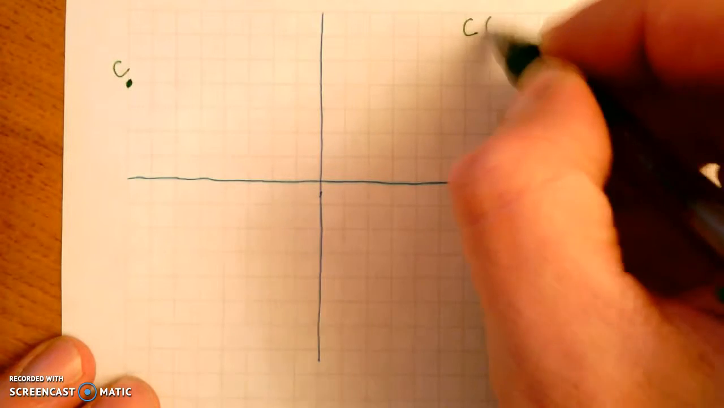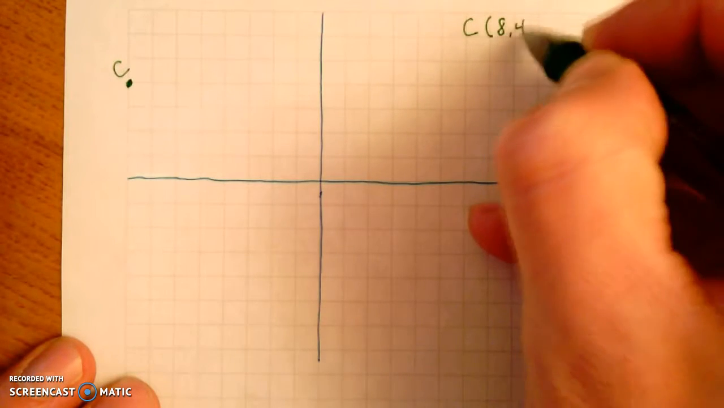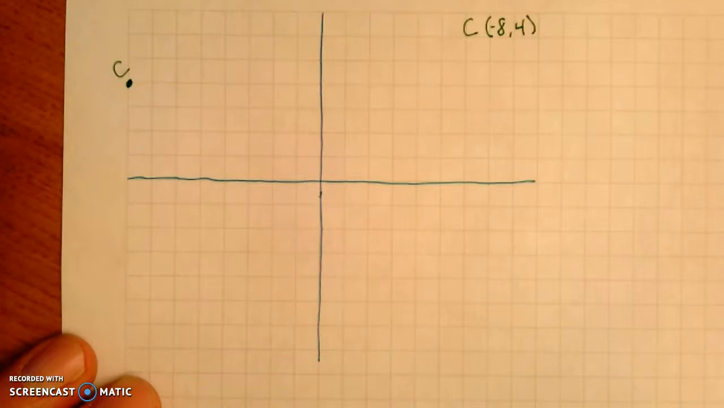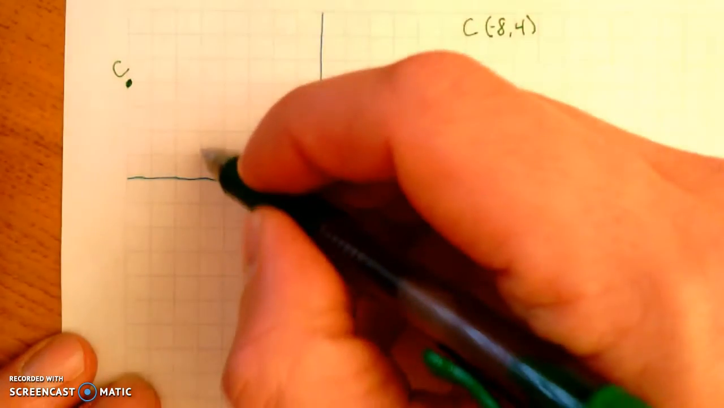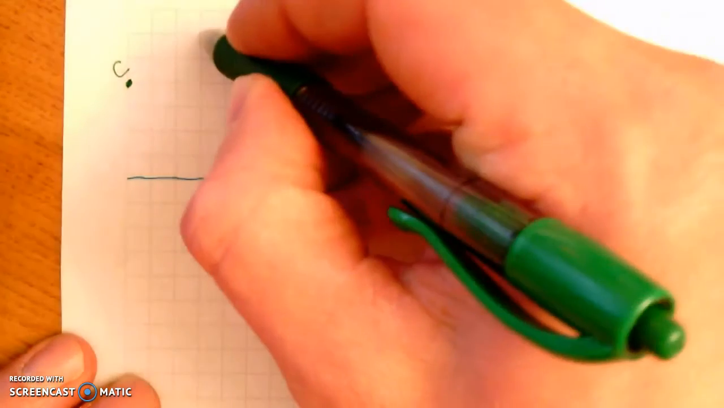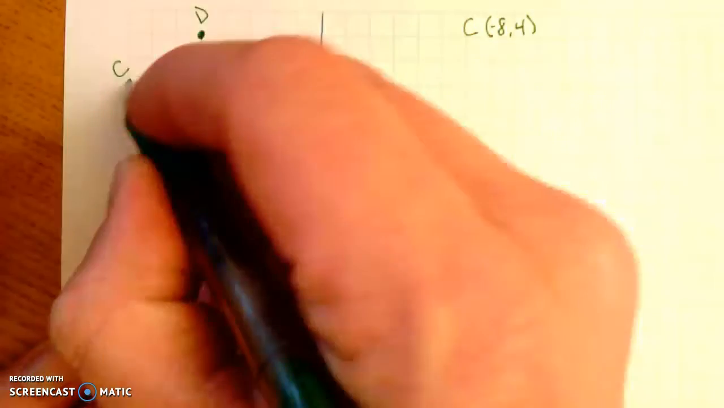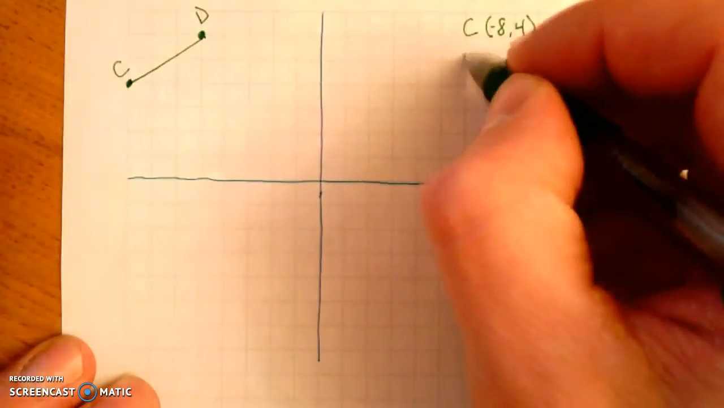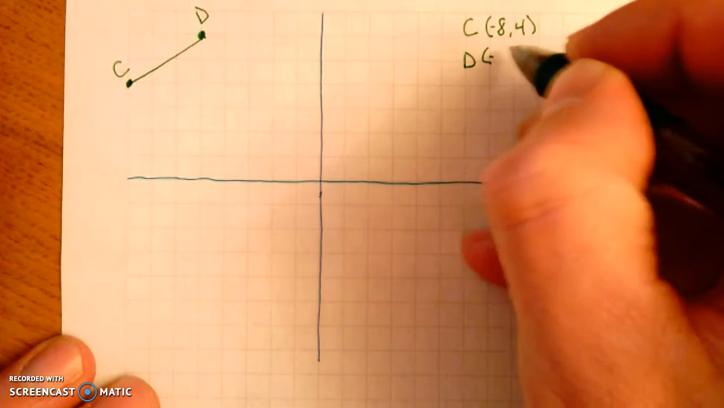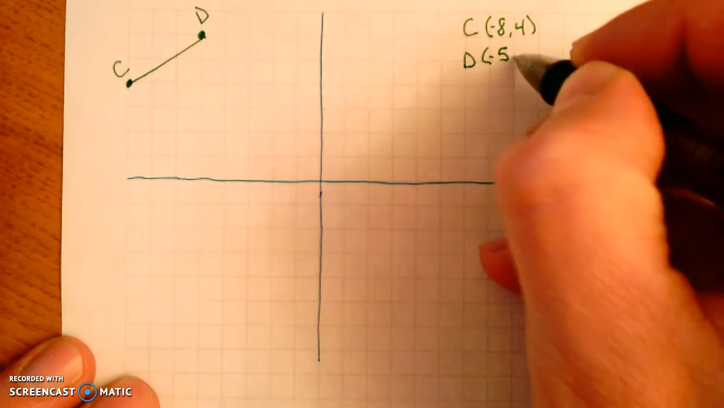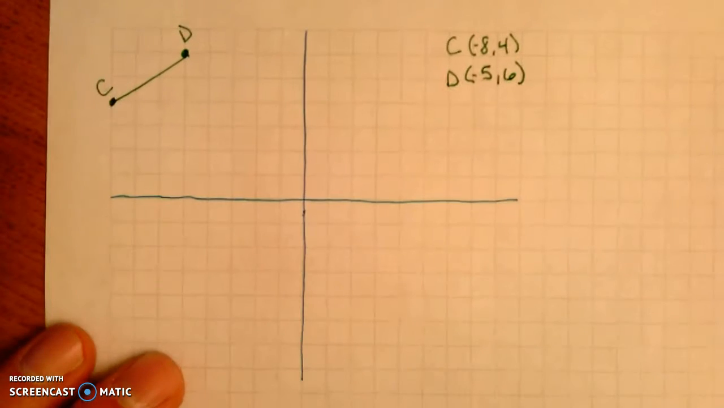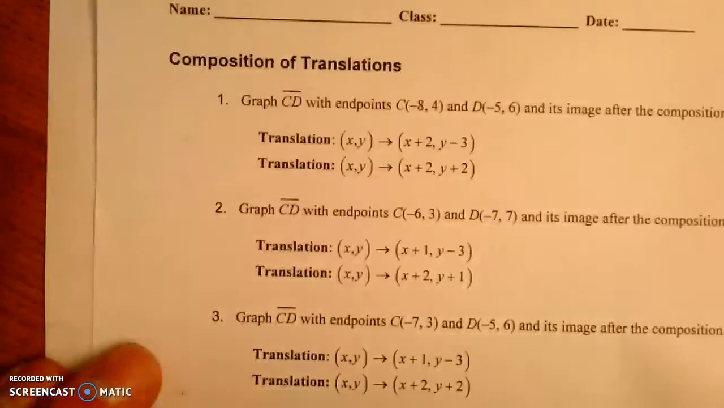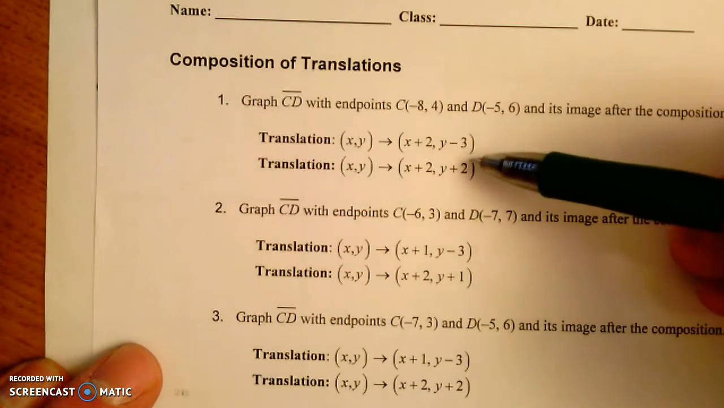And then we have, I'm going to write this over here. C is -8, 4. And then we have D, which is -5, 6. 1, 2, 3, 4, 5. 1, 2, 3, 4, 5, 6. So here is D, which is -5, 6.